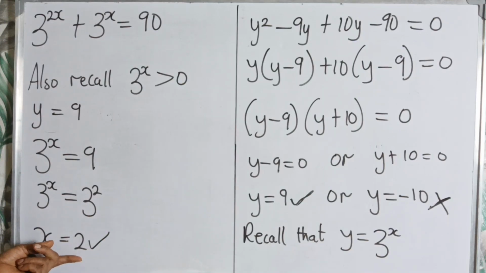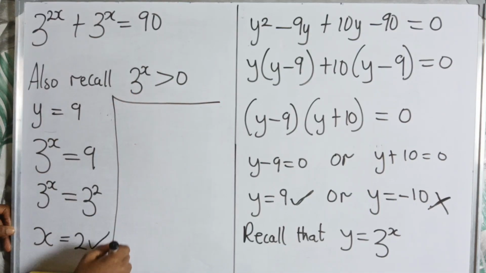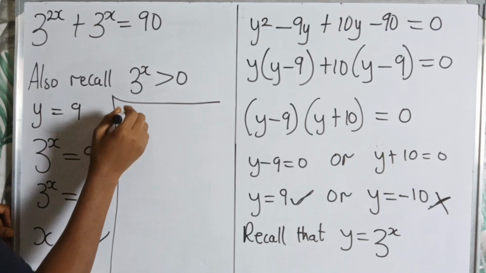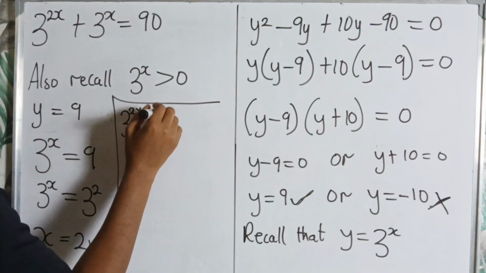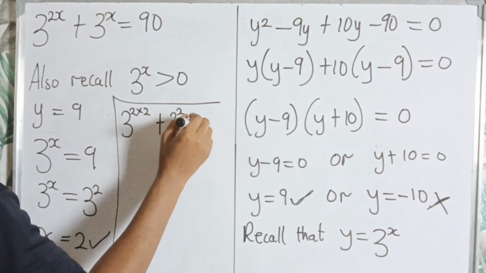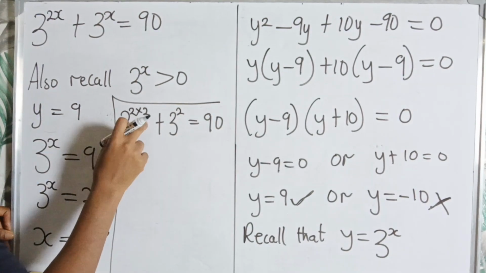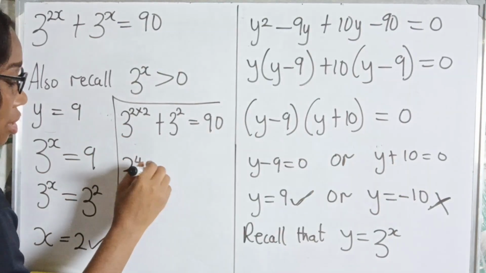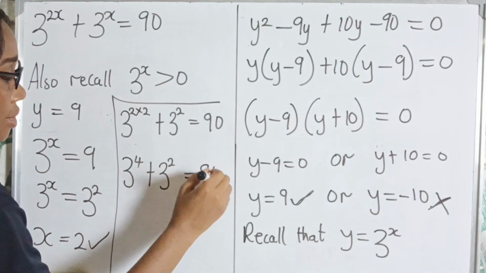We can still substitute this value of x into the equation to test if our answer is correct. So now we have 3 raised to the power 2 times 2, because that's the value of x, plus 3 raised to the power 2 equal to 90. Now 3 raised to the power 2 times 2 is 3 raised to the power 4, plus 3 raised to the power 2 equal to 90.